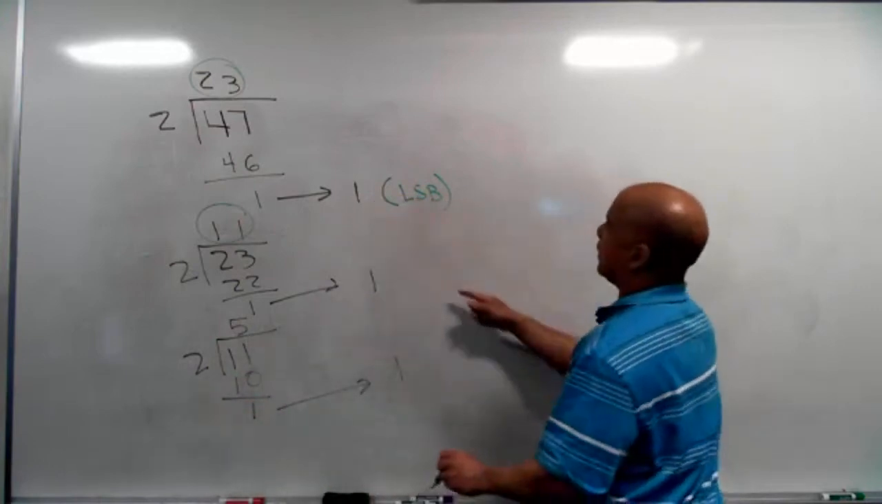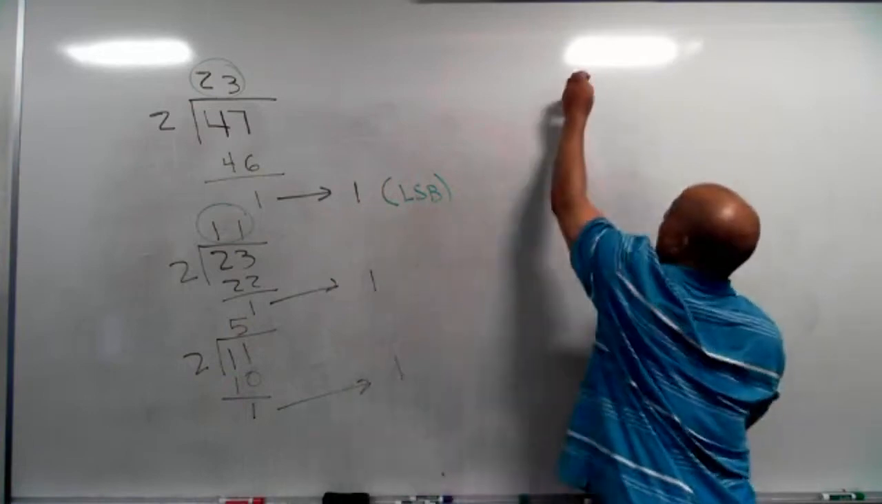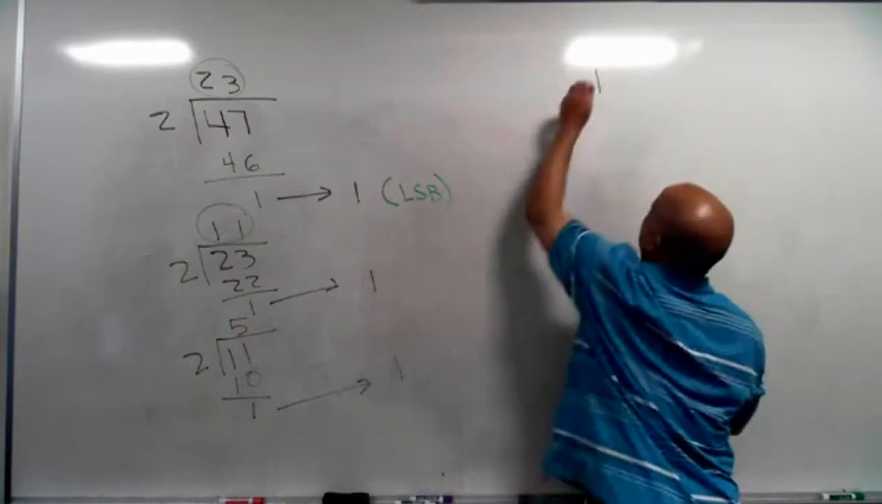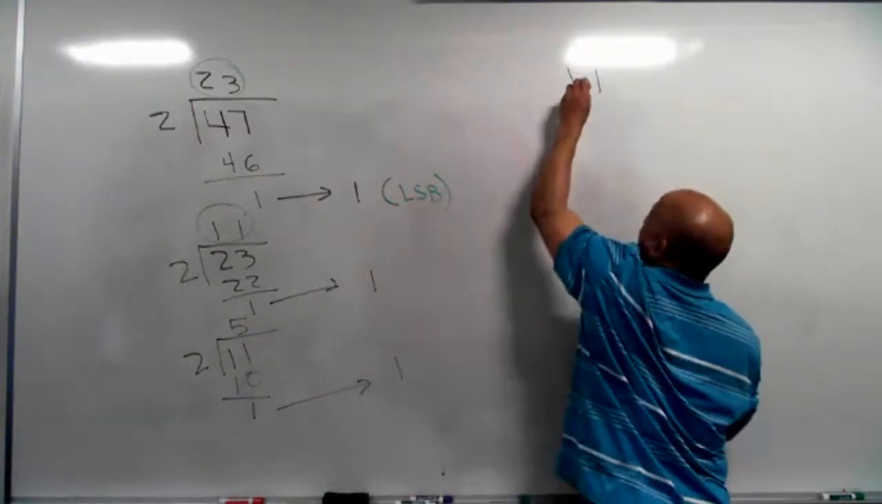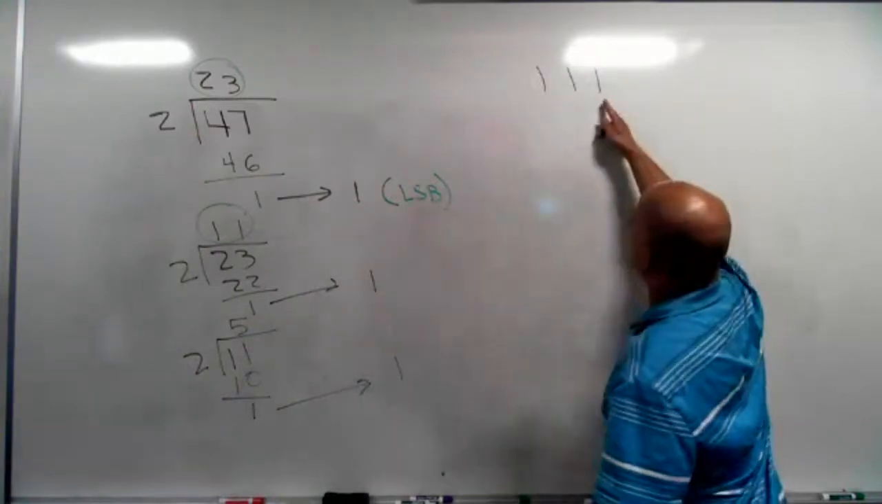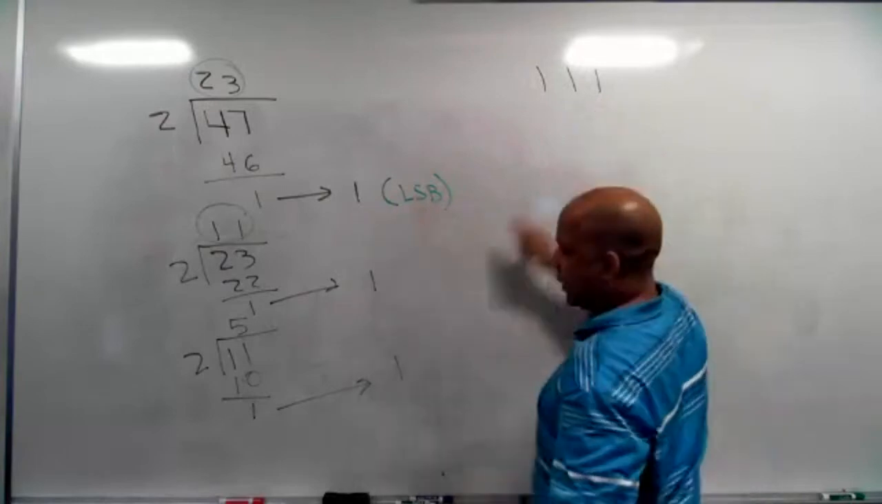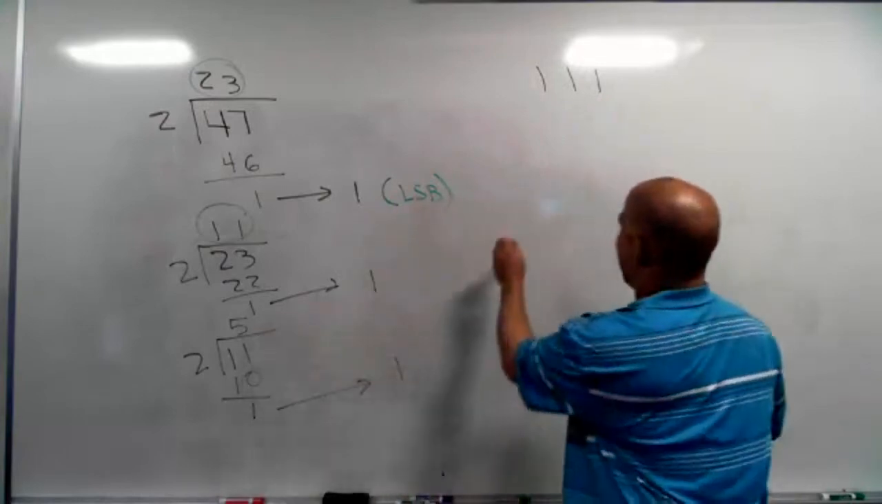So far, remember, this is my least significant bit. So I got a 1. That's this one, my LSB. I got a 1 and a 1. I got three 1s. My LSB is this one. And now I got a 5 here. So I'm going to go 5.